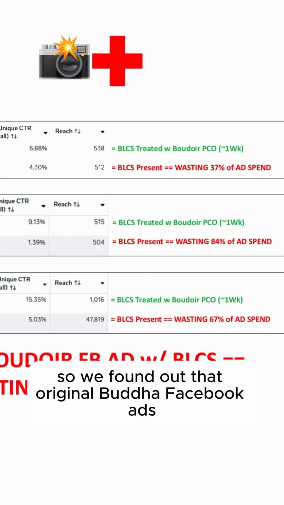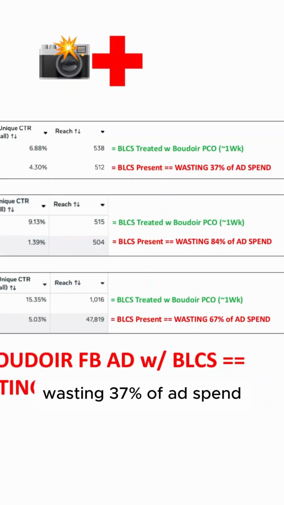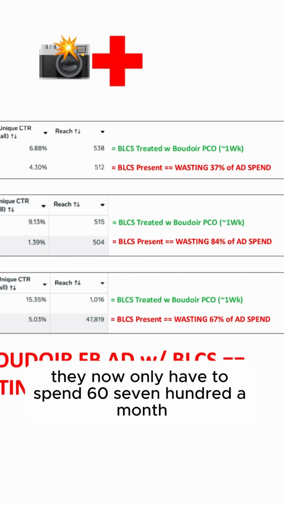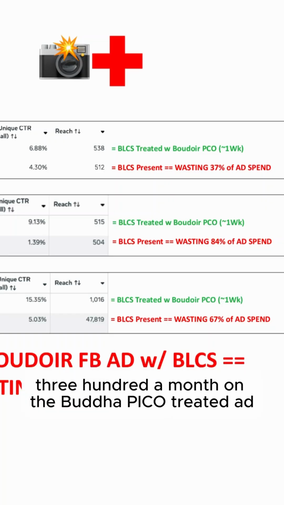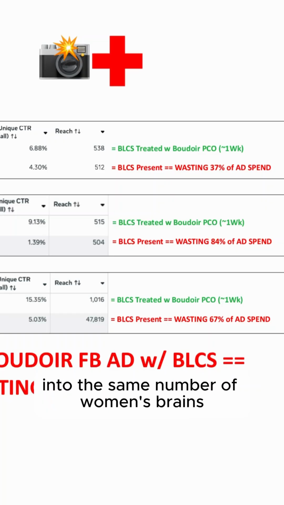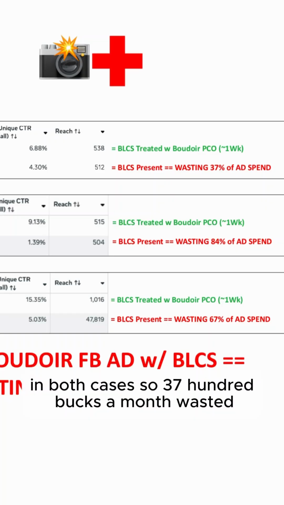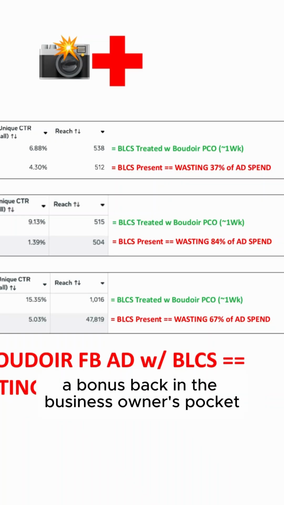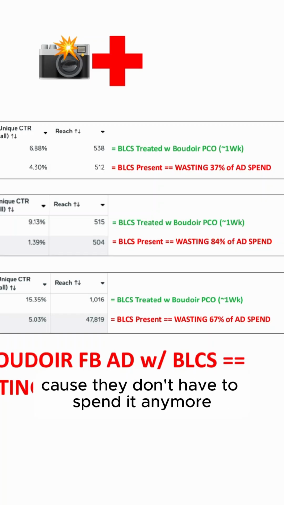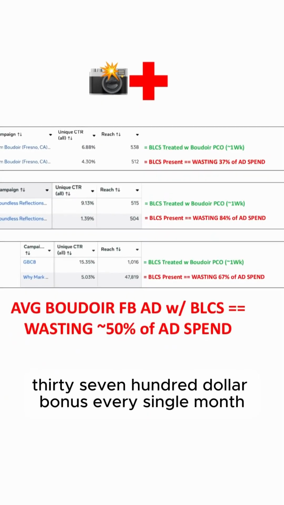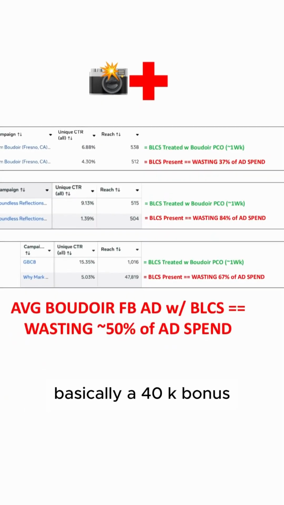So we found out that the original boudoir Facebook ad was wasting 37% of ad spend. So they're spending 10 grand a month on the original. They now only have to spend 6,300 a month on the boudoir PICO treated ad, and they're getting their ad into the same number of women's brains in both cases. So that's 3,700 bucks a month wasted. We can stop spending that, and that's kind of a bonus back in the business owner's pocket because they don't have to spend it anymore. After 12 months, that's like a 40K bonus.